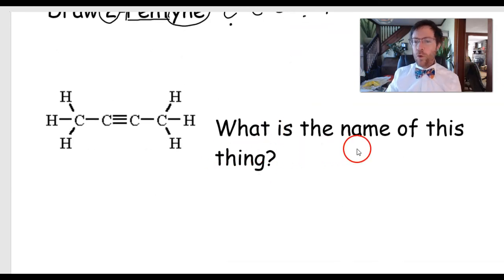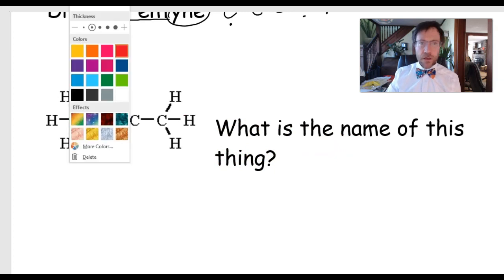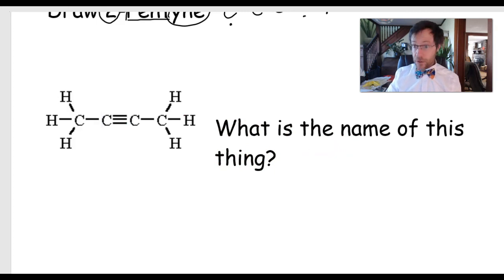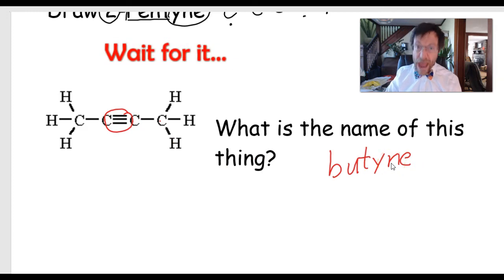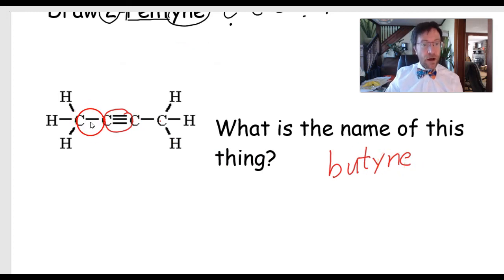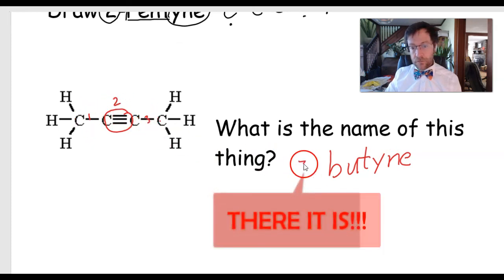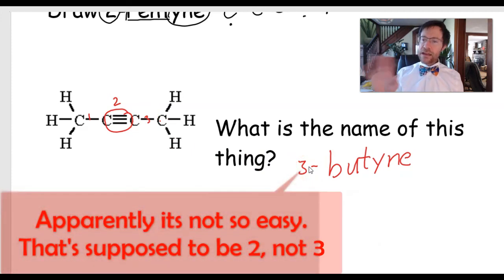Let's name this one. What is the name of this thing? All right, so first thing we're going to do is count the longest chain. 1, 2, 3, 4. Meth, eth, prop, but. So I'm going to call this but. Triple bond, yne, butyne. But where, right? Where is that triple bond? Bond position 1, bond position 2, bond position 3. 2-butyne. Easy, right?